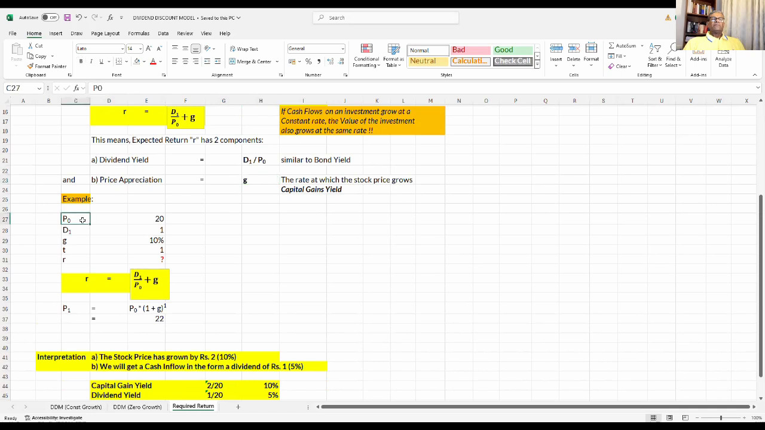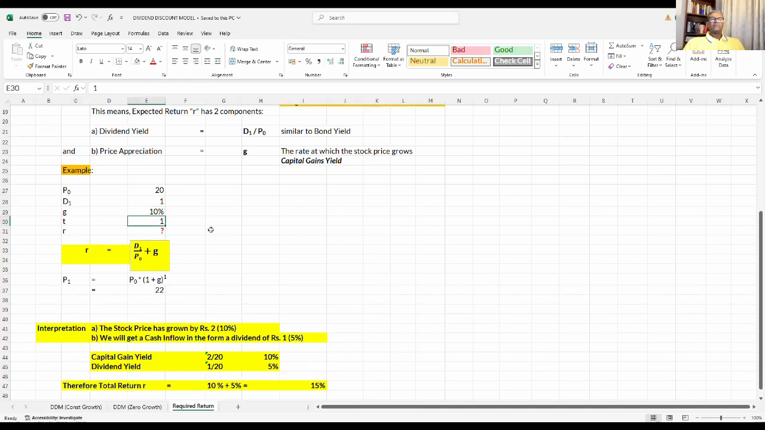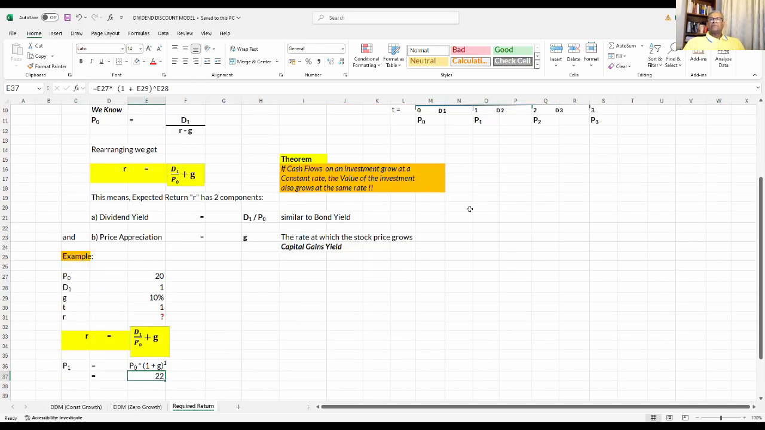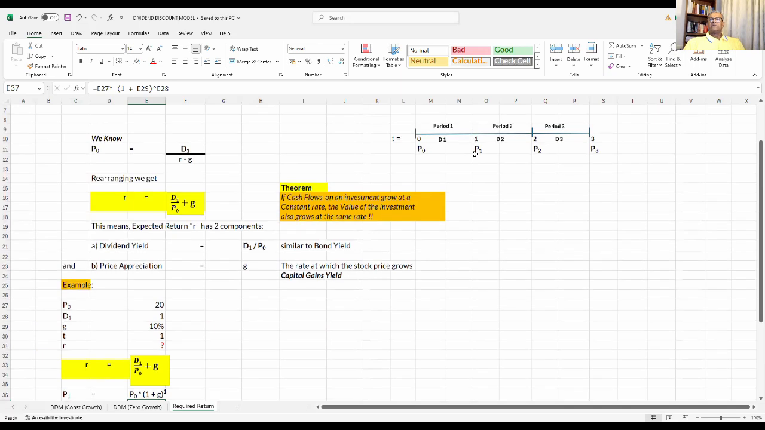Here, for P0 equal to 20, D1 equal to 1, g equal to 10% and t equal to 1, if we plug in the numbers, P1 equal to P0 times (1 plus g) to the power 1. It's a one period scenario and we get P1 equal to 22. So P0 was 20 and P1 is 22.